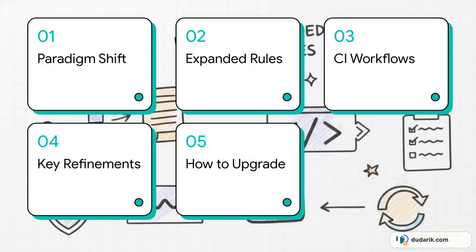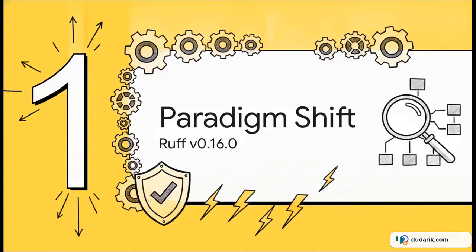So we've got a clear roadmap for today. We're going to cover the overarching paradigm shift, exactly how the default rules are expanding, some huge upgrades to your CI workflows, a few really polished feature refinements, and finally, and maybe most importantly, how you can safely upgrade your legacy code bases. All right, let's kick things off with Section 1, the v0.16.0 paradigm shift.